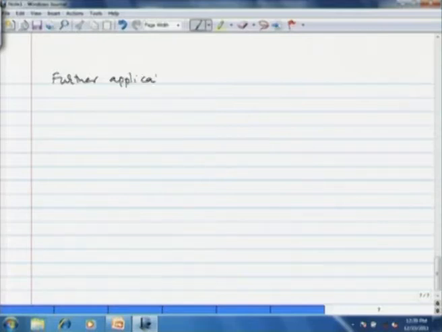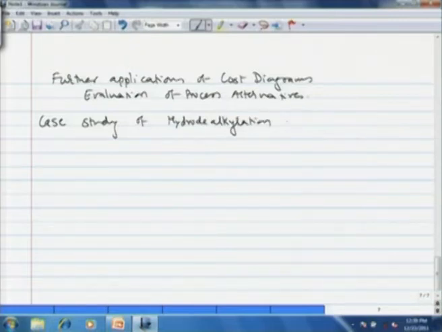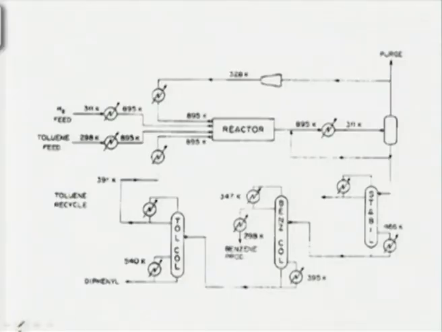Further applications of cost diagrams: evaluation of process alternatives, and we do this using the case study of hydrodealkylation of toluene to produce benzene. What you see on the screen now is the hydrodealkylation process, the general flow sheet.